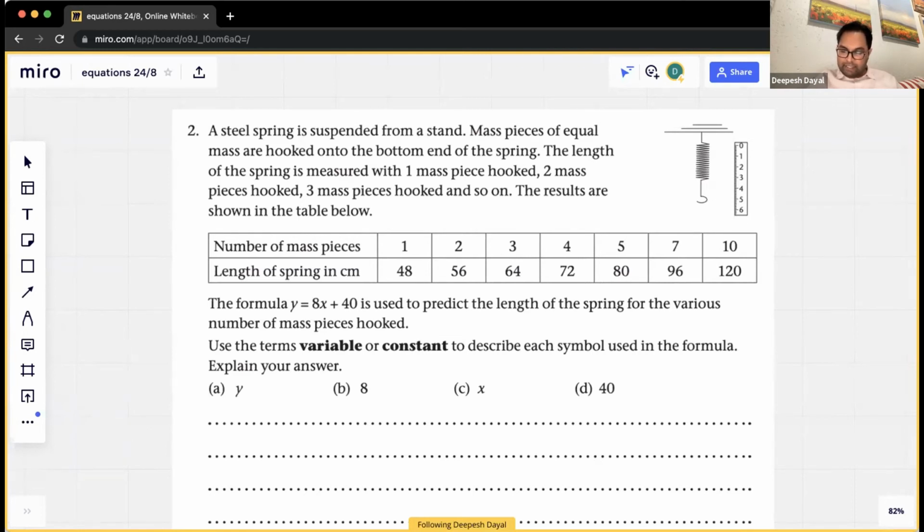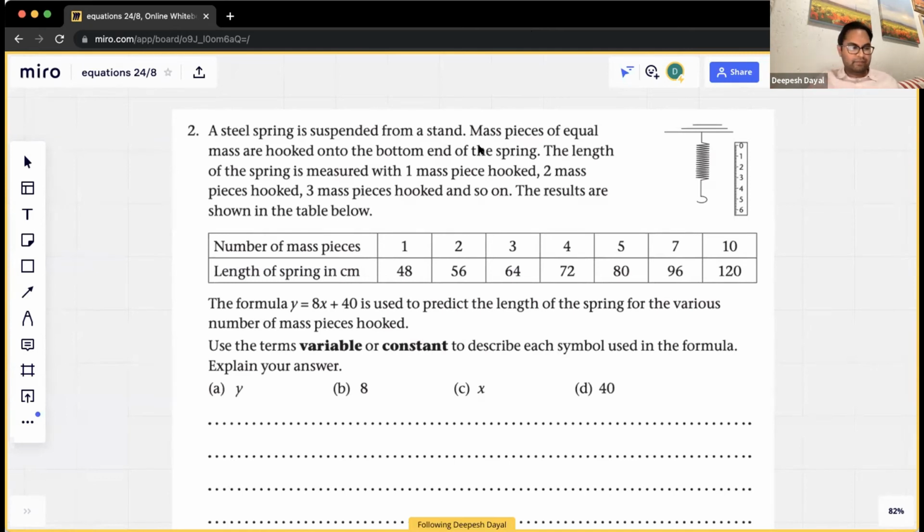Okay, so we've got number of mass pieces and the length. So what can you see? As you put more mass pieces, what happens to the length? The length extends, sir. Is there anybody else that can confirm that? Yes, sir. Okay, thanks, Tumelo.